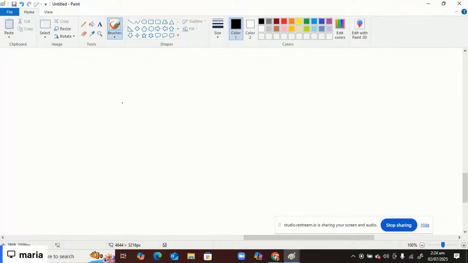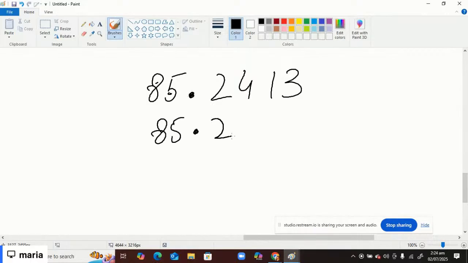So here I'm going to write down 85.2413. Now you guys tell me: 85 as it is, point as it is, 2 as it is. We round the 4 by checking the 1. This is 1, which is less than 5. So this should be as it is, and the remaining should be dropped.